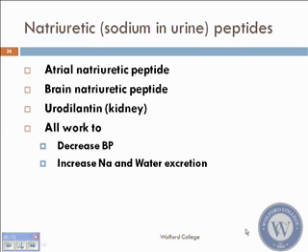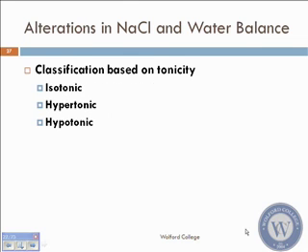Okay? Less frequently, the kidney produces a hormone called urodilatin, okay, which is very similar and acts like a natriuretic peptide. All work basically to decrease the blood pressure by increasing sodium and water excretion. Now, sodium chloride and water balance can be classified based on tonicity as either being isotonic, hypertonic, or hypotonic.